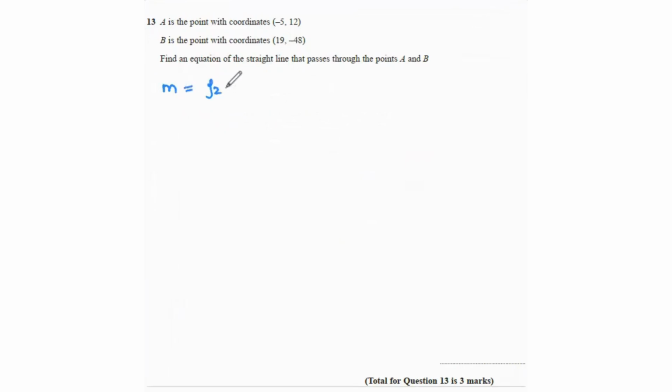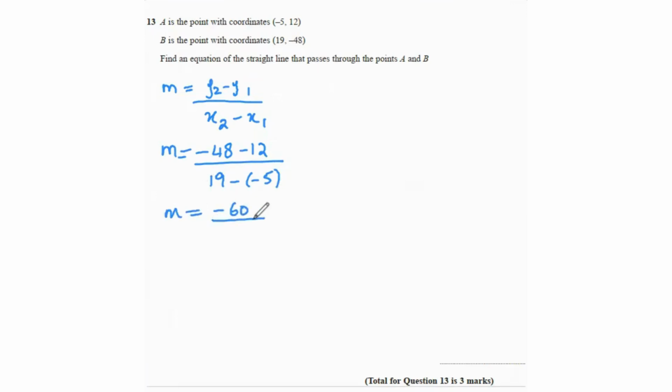which is y2 minus y1 over x2 minus x1. So that's -48 minus 12 over 19 minus -5. That's going to give us -60 divided by 24. Let's simplify this. That's -2.5. Now we have the slope, we have a point, we have A and we have B.